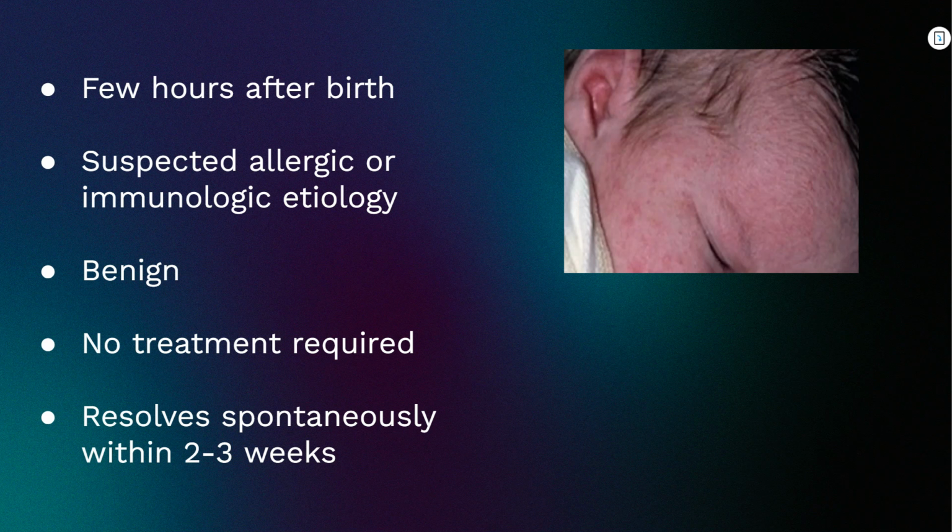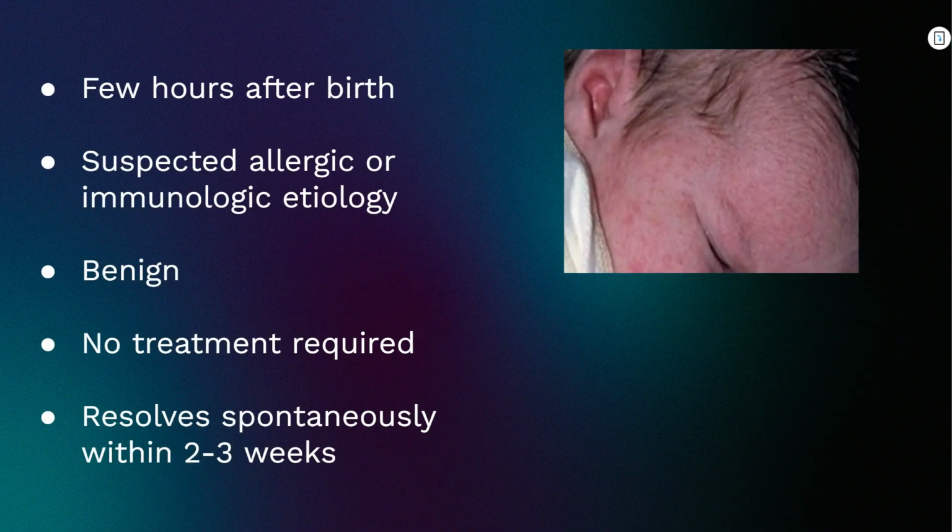The etiology of ETN is unknown, however it has been postulated to involve the immaturity of the pilosebaceous follicle, which includes the sebaceous gland and the hair follicles. It is due to a suspected allergic or immunologic etiology. This condition is usually diagnosed clinically based on good history and physical exam.